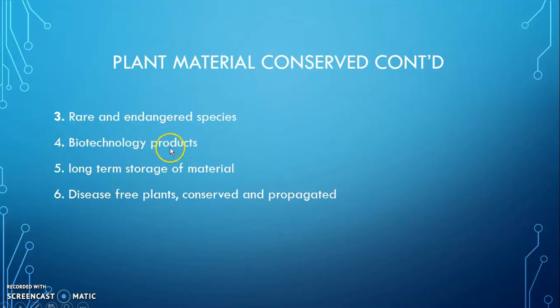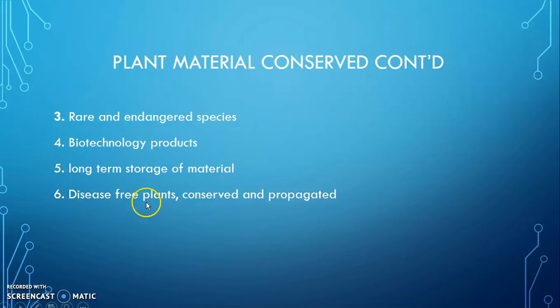Rare and endangered species are also stored in cryopreservation procedures because rare and endangered species are species that are facing extinction because of certain conditions. So they are stored in order to keep their progeny from becoming extinct. And biotechnology products, which are usually very rare, are also kept in these procedures.